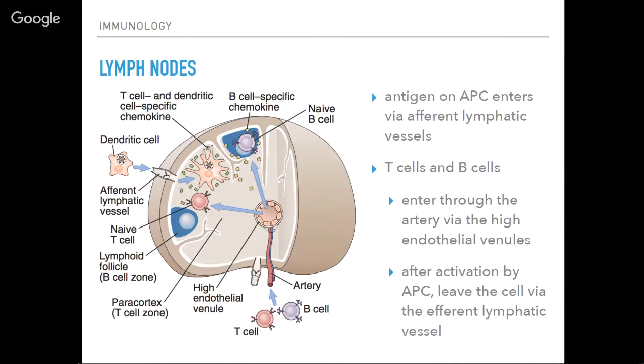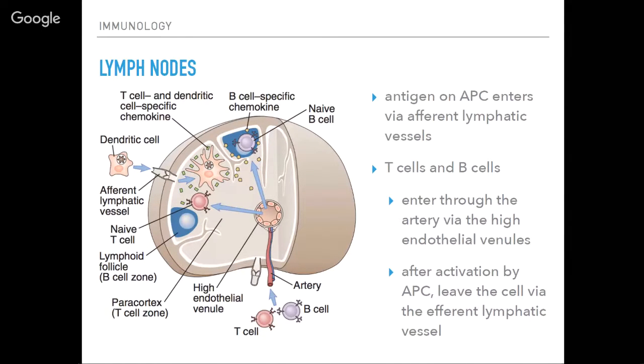This is a lymph node. It looks like a bean. Important parts of it are the afferent lymphatic vessel. So afferent for whatever Tushar said, approach, I don't know, arrive. That's where your dendritic cell comes into your lymph node. This is not labeled, but that's the efferent lymphatic vessel. And that's where your activated T and B cells will leave the lymph node.